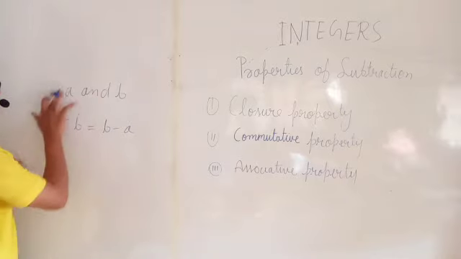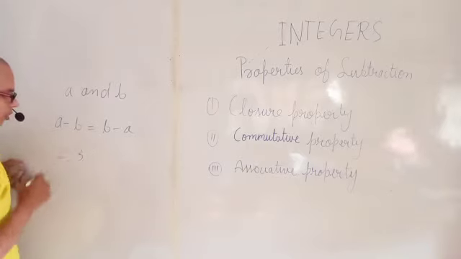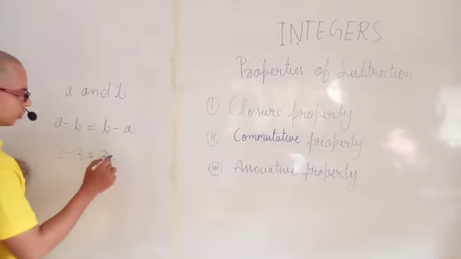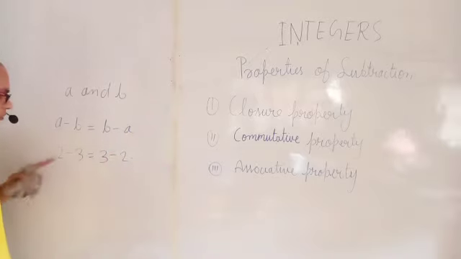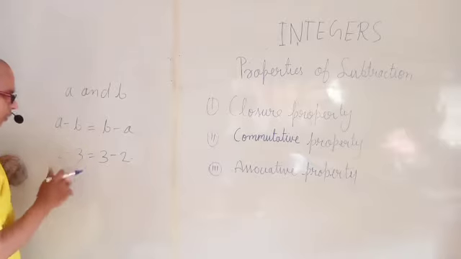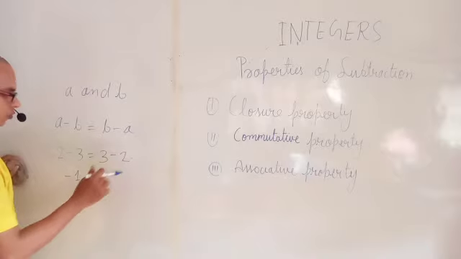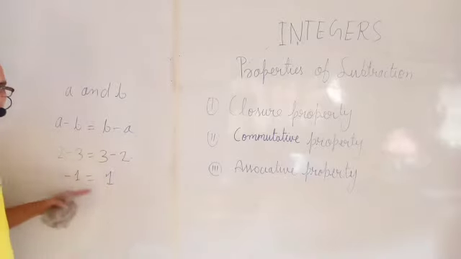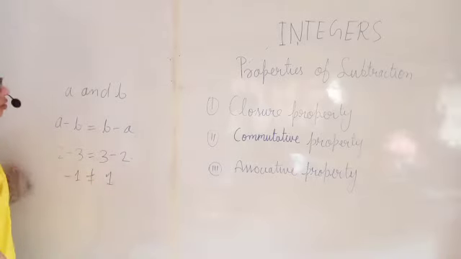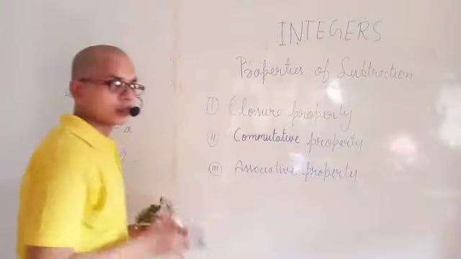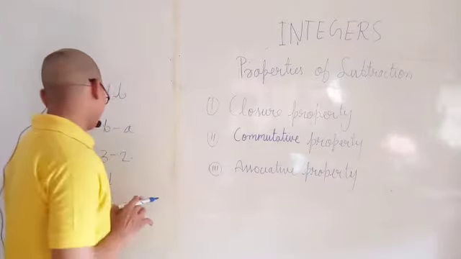Now let's take an example. Is 2 minus 3 equal to 3 minus 2? Let's check. We know that 2 minus 3 is minus 1, but 3 minus 2 gives 1. So there is a difference of sign. That's why we can say that the commutative property is not applicable for subtraction of integers.